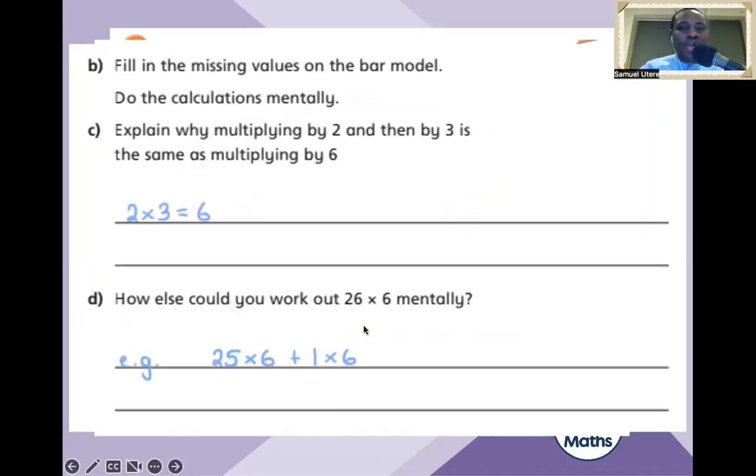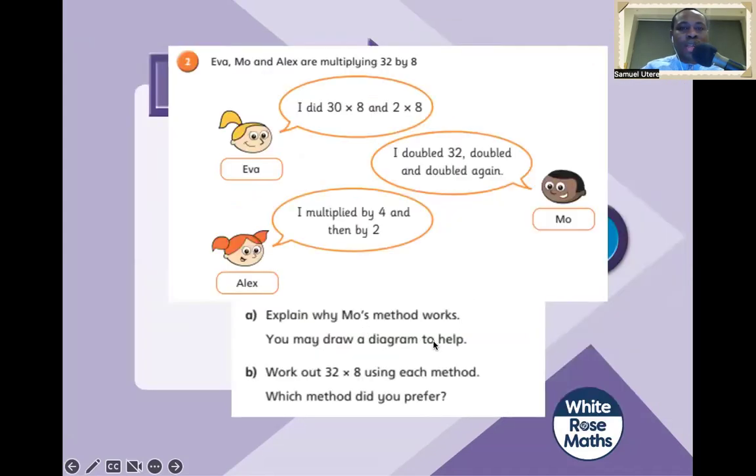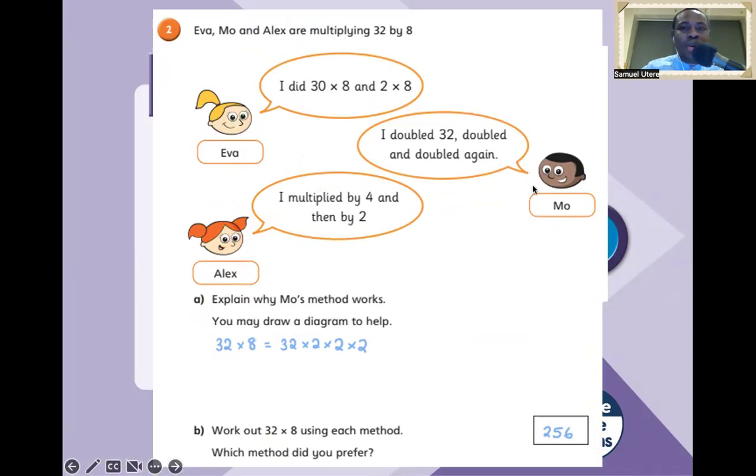Pause the video and answer question 2 in 2 minutes. Assuming you've paused the video and you've answered question 2, here are the answers. Let's discuss them. So for question 2, Eva had a different method, Mo had a different method, and Alex had a different method. You were asked to explain why Mo's method works. Now, you may draw a diagram to help. It works because 2 times 2 times 2 is equal to 8. So this calculation could be done by doubling 32, doubling again, and doubling again. Your answer will be 256.